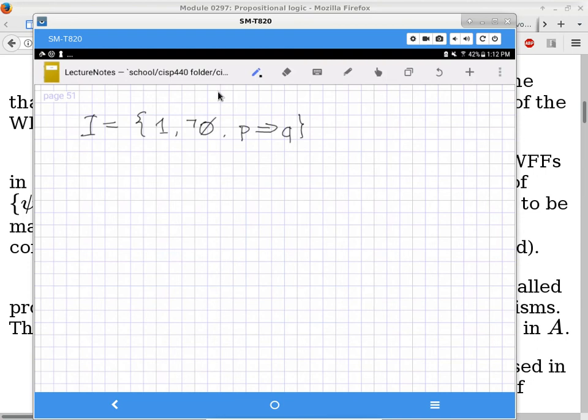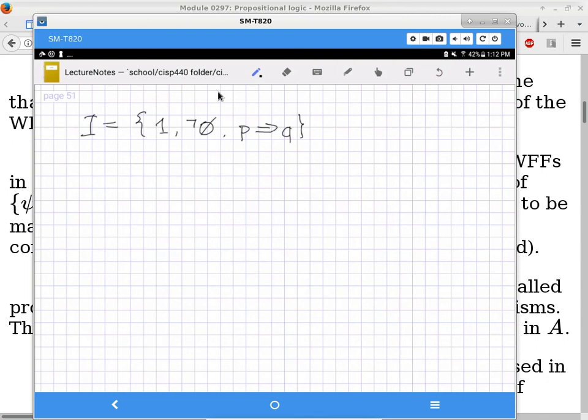Could you say p omega q or something like that? No, because you have to use a particular connective in order for something to be well-formed. Is that okay so far?